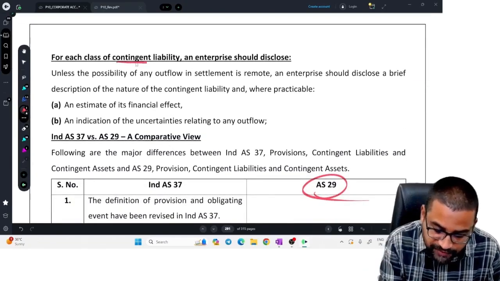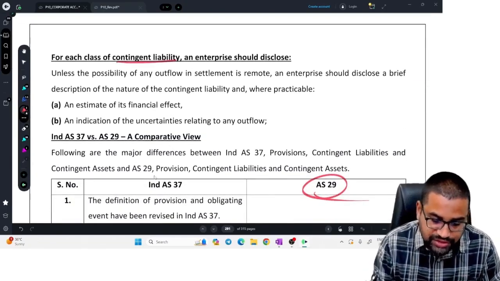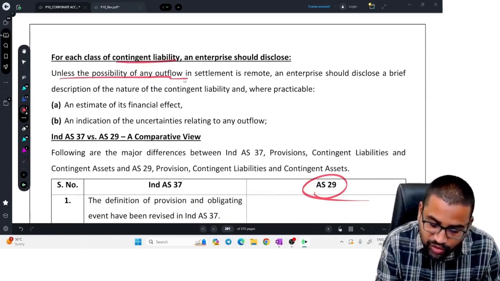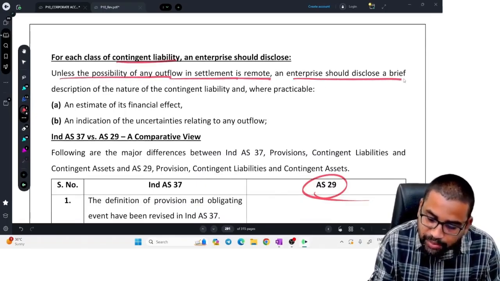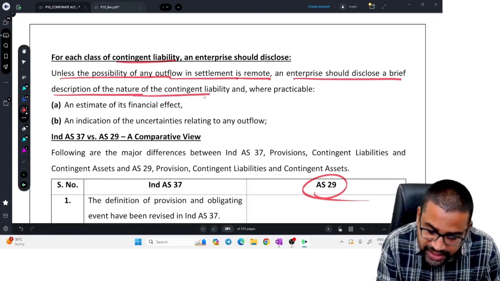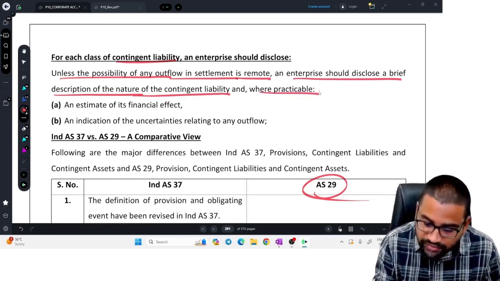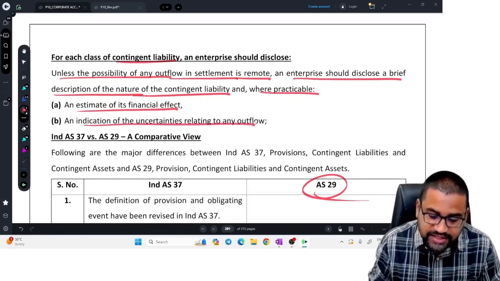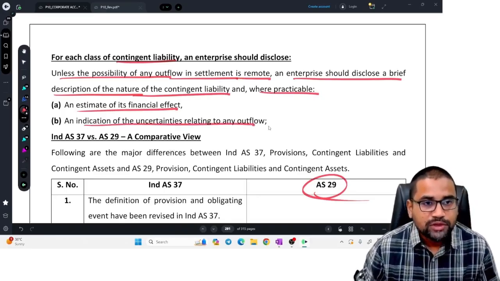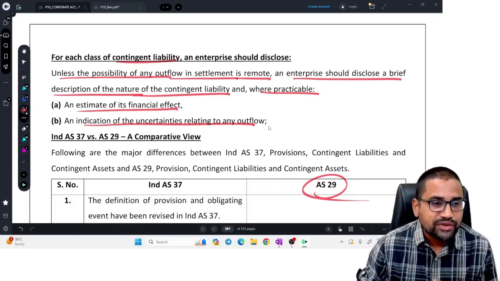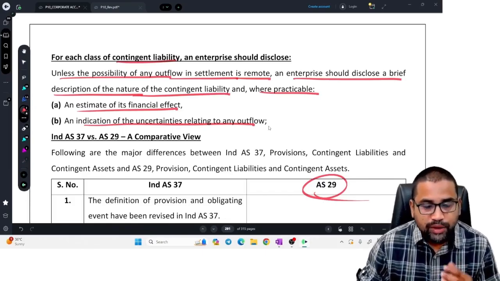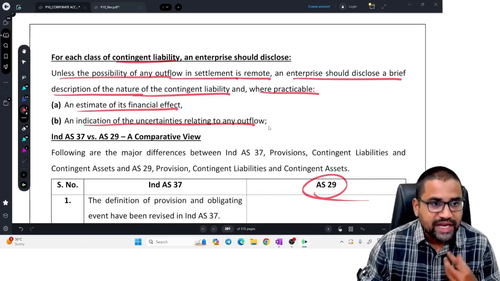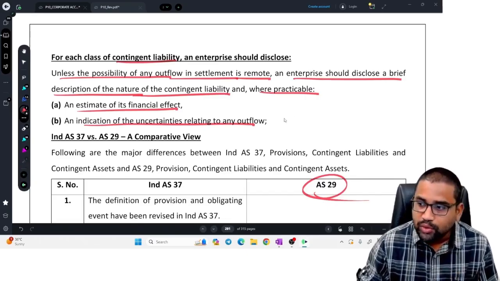And in respect of contingent liabilities, what we need to disclose is, unless the possibility of any outflow of settlement is remote, an enterprise should disclose a brief description of the nature of the contingent liability, and where practicable, an estimation of its financial effect and an indication of the uncertainties relating to any outflow. So relating to contingent liabilities, we need to disclose what is the nature of this contingent liability, what is the financial effect, and what are the uncertainties.